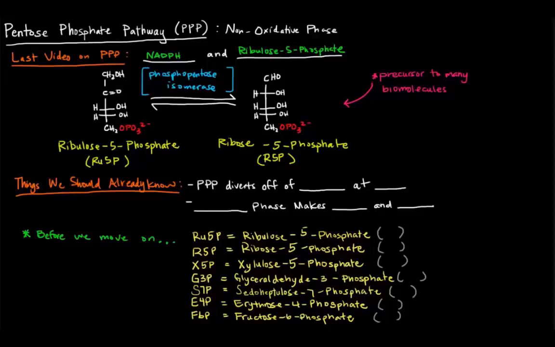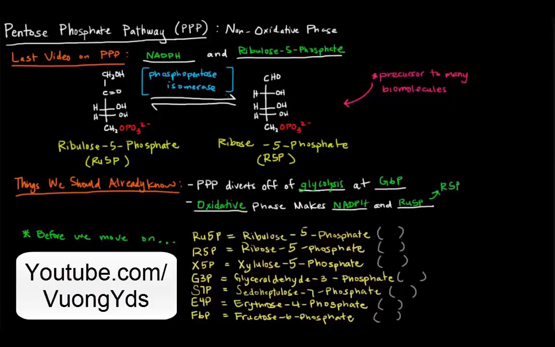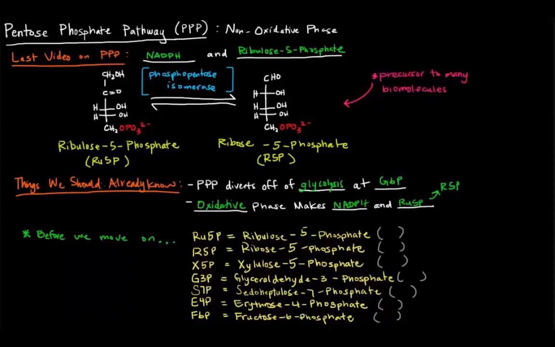Okay, so now further, things we should already know from the previous video is that the pentose phosphate pathway diverts off of glycolysis at G6P, glucose 6-phosphate. Once glucose 6-phosphate is created, it can either continue in glycolysis or go to the pentose phosphate pathway. Another thing we should already know is that the oxidative phase of the pentose phosphate pathway makes NADPH and ribulose 5-phosphate, which of course can be turned into ribose 5-phosphate from that reaction we've just seen. Now, when we talk about the non-oxidative phase, we'll talk about it in more detail in a second, but we should be familiar, at least to a certain extent, with these terms here.